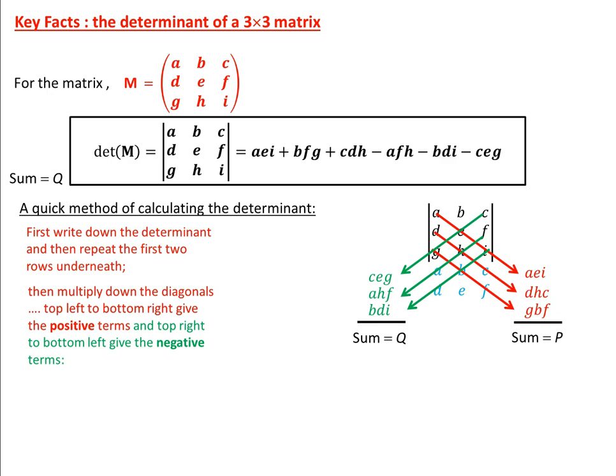So if we add up the result of the three positive diagonals, call it P, add up the result of the three negative diagonals, call it Q, then the final value of the determinant is simply P minus Q. And that means we haven't got to remember the complicated formula for the determinant.